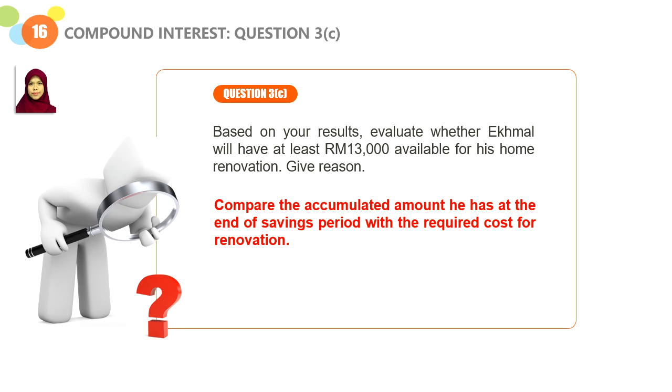Compound interest question 3C. Based on your results, evaluate whether Ikmal will have at least RM13,000 available for his home renovation. Give reason. The answer is to compare the accumulated amount he has at the end of the savings period with the required cost of renovation.